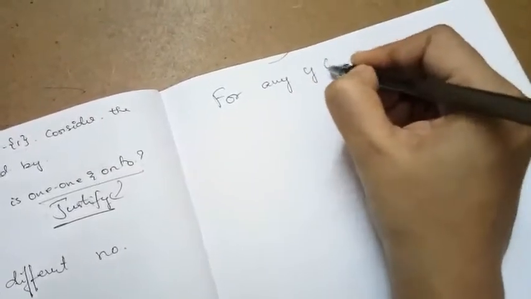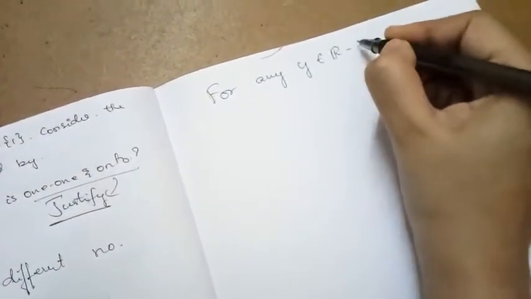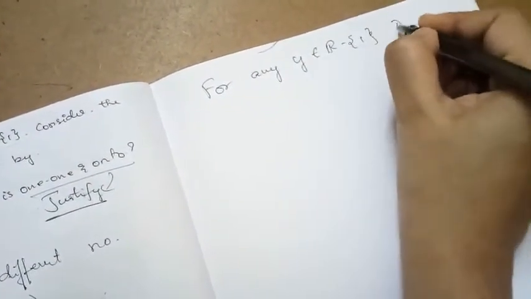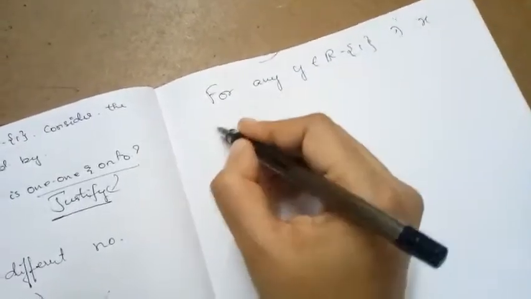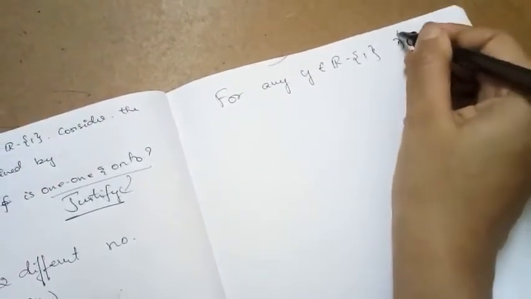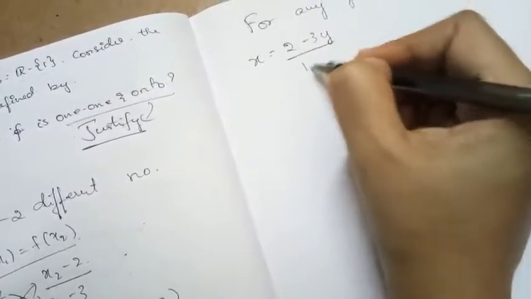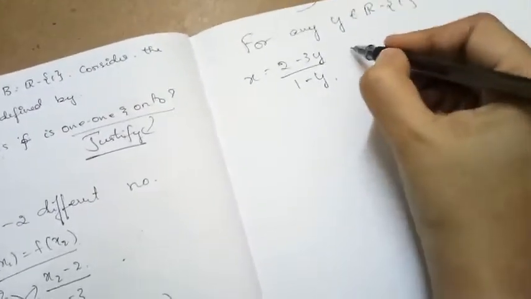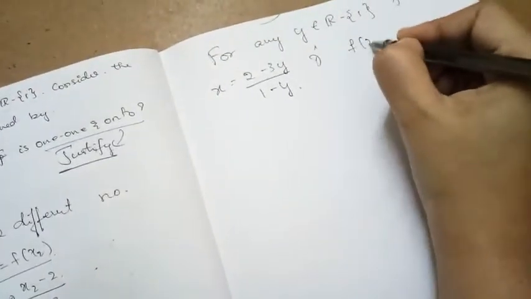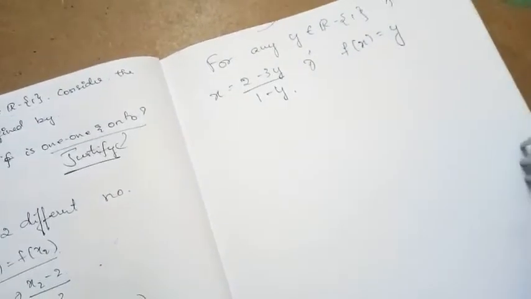So how are you going to write this function as an onto function? For any y belonging to R minus 1, there exists x. How will that x be? That x will be this one: there exists x equal to 2 minus 3y divided by 1 minus y such that f of x is equal to y. So how will you prove that f of x is equal to y?